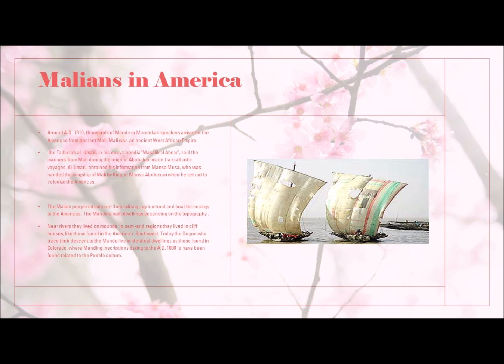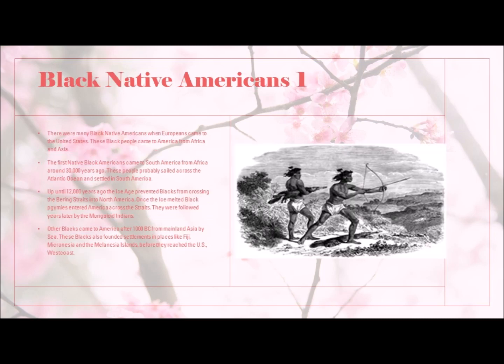There were many Black Native Americans when Europeans came to the United States. These Black people came to America from Africa and Asia. The first Black Native Americans to South America came from Africa around 30,000 years ago. These people proudly sailed across the Atlantic Ocean and settled in South America. These people are called the Paleo-Americans. The Paleo-Americans were Black people. The Paleo-Americans were not Mongoloid people.